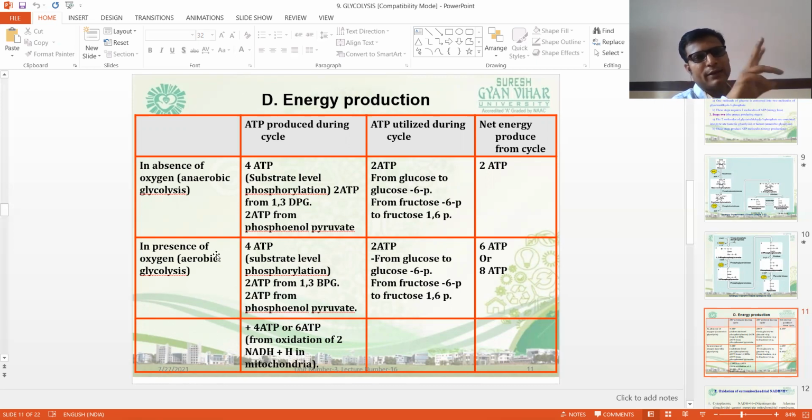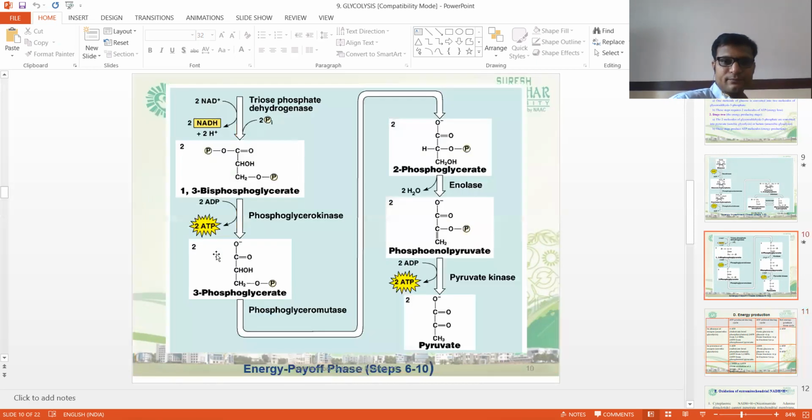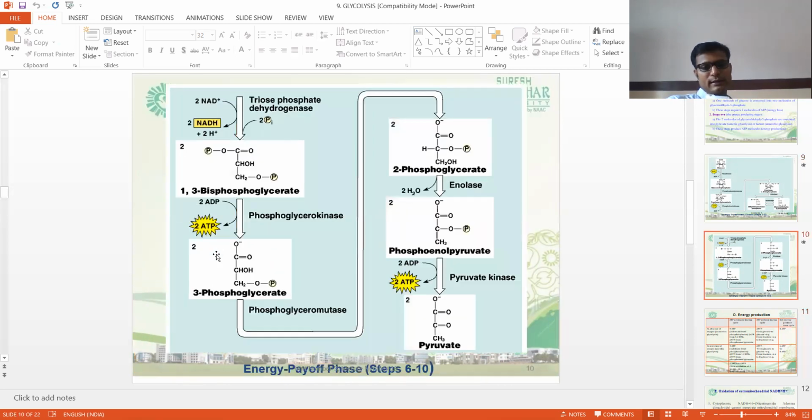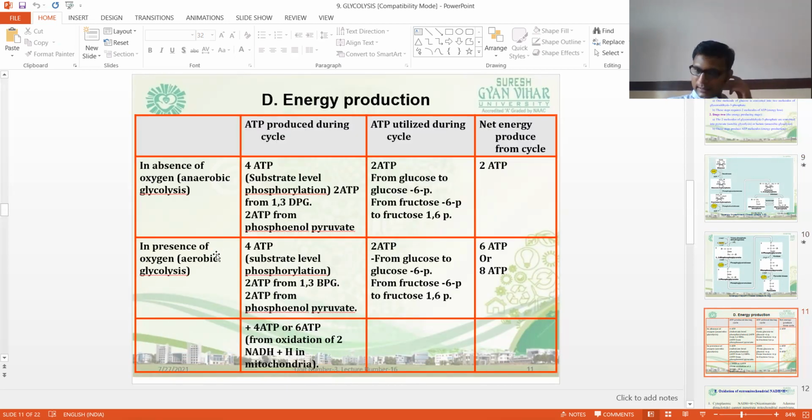So energy produced during this is a total of 4. If you see the table, we are getting 4 ATP in the energy produced column, whereas in ATP utilized, we are giving 2 ATPs. If you remember the previous slide, we are giving 2 ATPs there. So 4 minus 2 is 2 ATP in the anaerobic case, meaning in the absence of oxygen. When there is a presence of oxygen and glycolysis is happening, we are getting 6 or 8 ATP under special conditions.